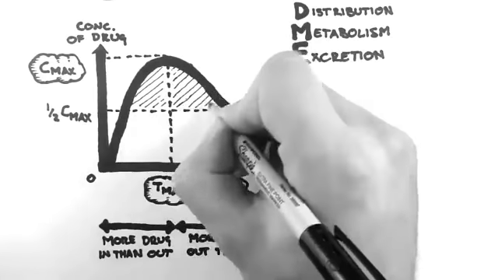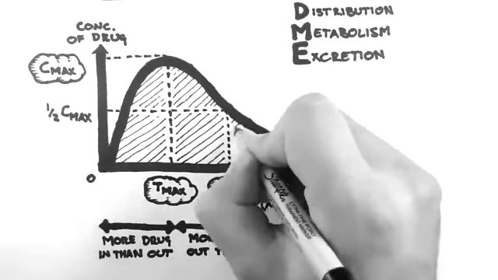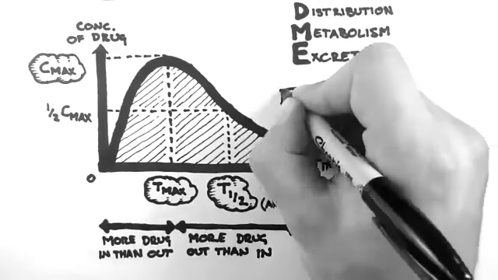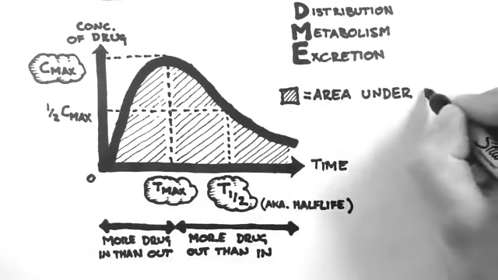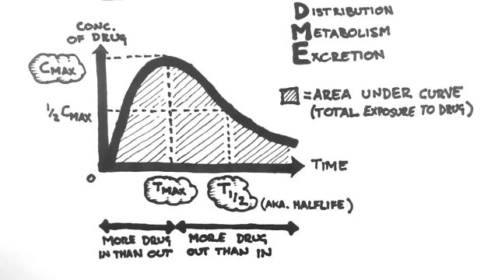The last thing to look at is the area under the curve, and this I have illustrated by shading in the space under the graph. This represents the total exposure to a drug that the body receives. This is a function of how high the concentration of the drug gets, as well as how quickly it's excreted. And that's an introduction to the basics of pharmacokinetics.